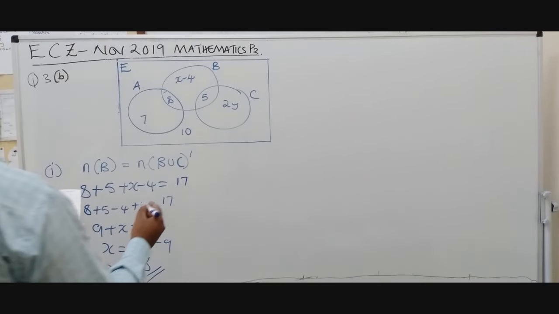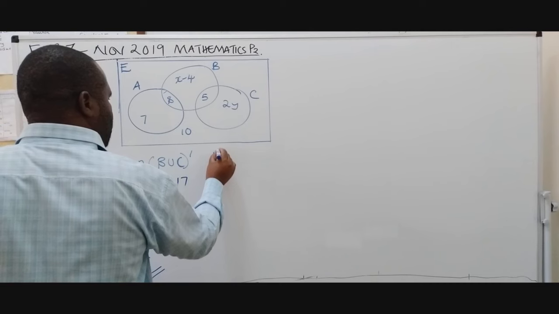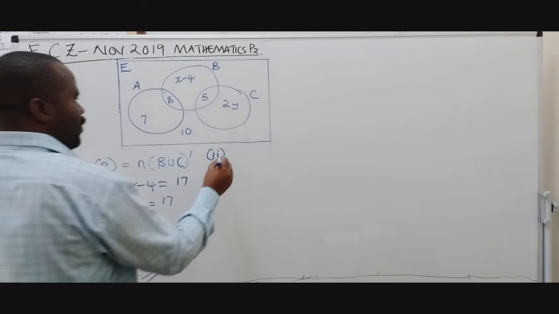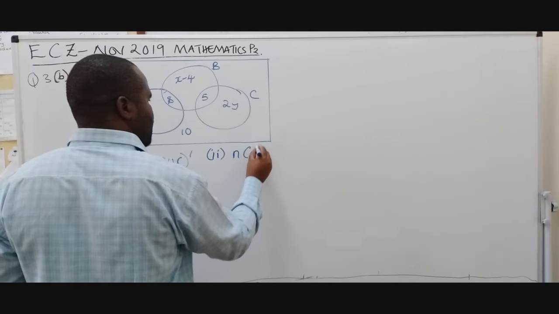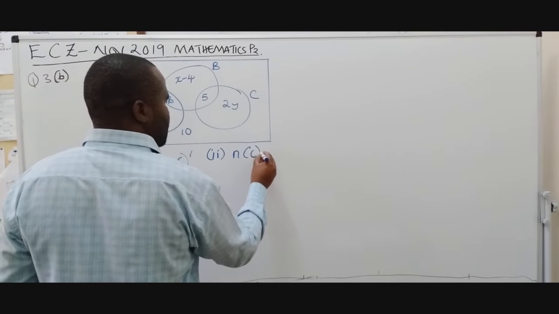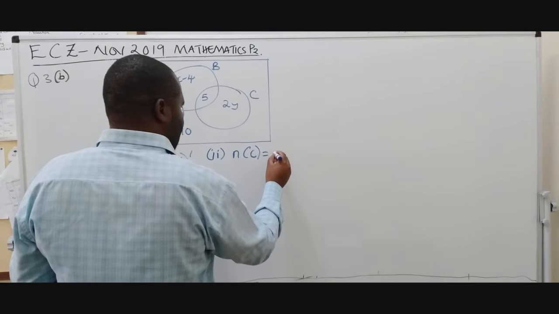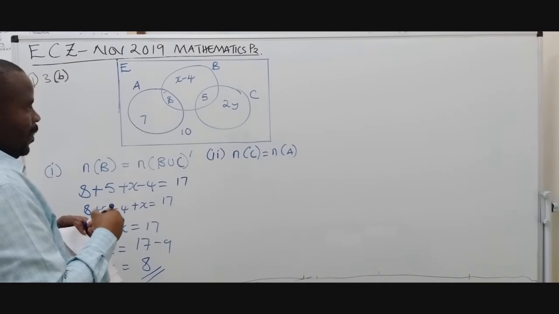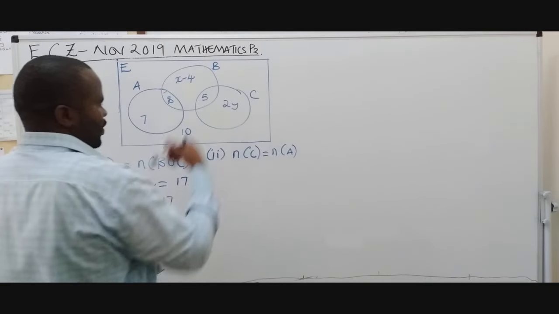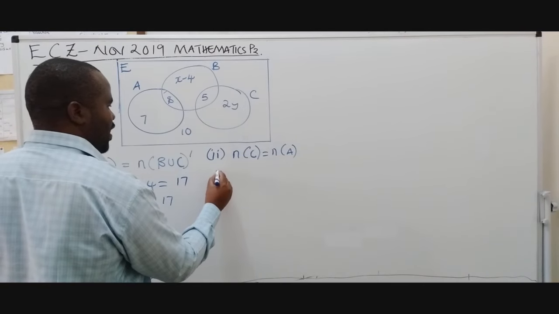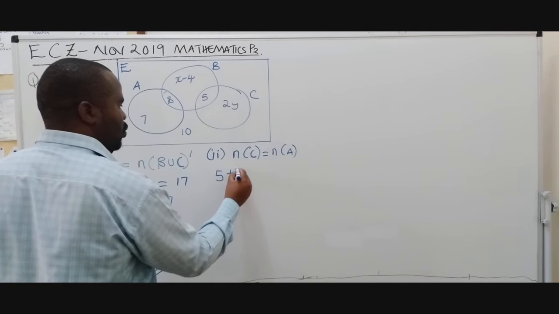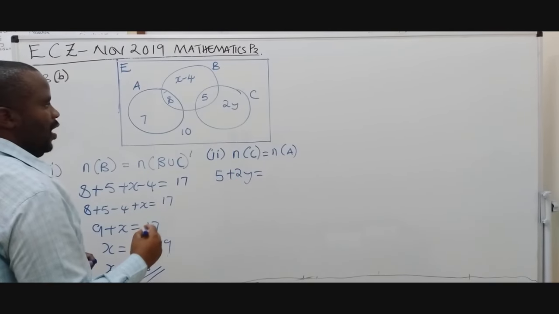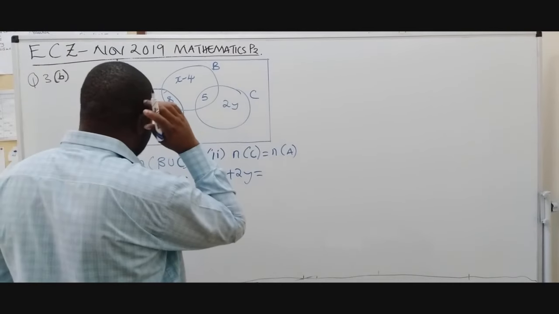So we go to the second one, Roman numeral 2. What are we saying? Find the y such that the number of elements in C is equal to the number of elements in A. So let's look at C. The number of elements in set C. What is set C? Set C is 5 and 2y. So say 5 plus 2y. This should be equal to the number of elements in A. Alright? The number of elements in A.